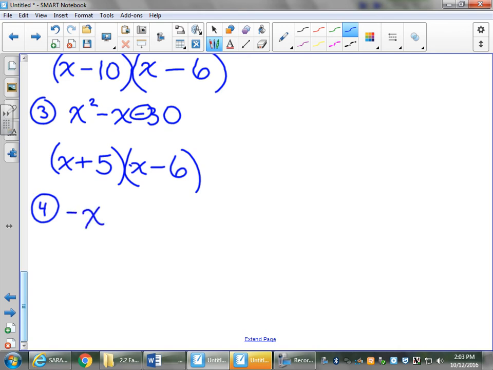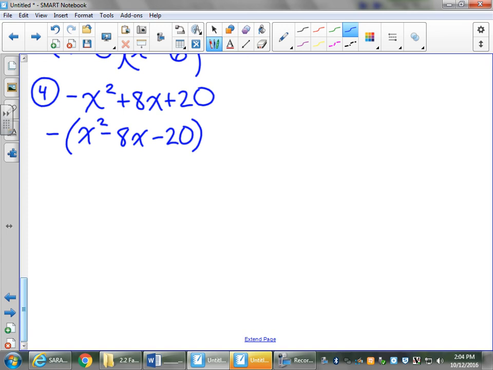These last two are going to be a little different. This one has a leading term that is negative. It's a negative 1 for an A value. First thing you'll do with these type of problems is factor out a negative 1. We don't want that leading term to be negative inside our binomial. So if I factor out a negative 1 first, think of it like your GCF, all that will do is change our signs. Nothing else changes.